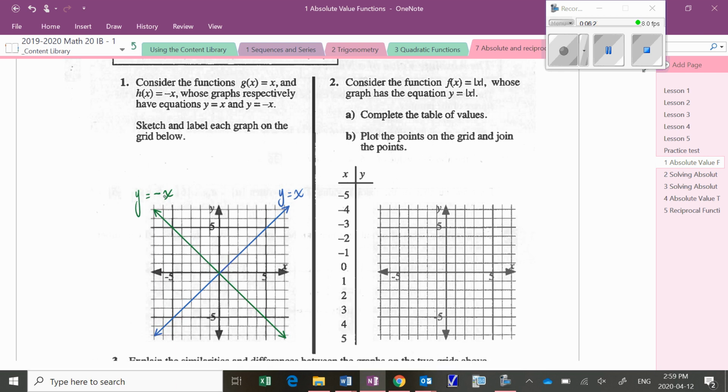So let's take a look at the second one. So consider the function f of x is equal to absolute value of x, which has the same equation of y equals the absolute value of x. So complete the table of values. So if y is always the absolute value of x, so y is equal to the absolute value of negative 5, which is 5, absolute value of negative 4, which is 4, and so on. So just hit pause and complete that table of values, and then go ahead and plot the points and join the points, and come back and hit play when you've done so.